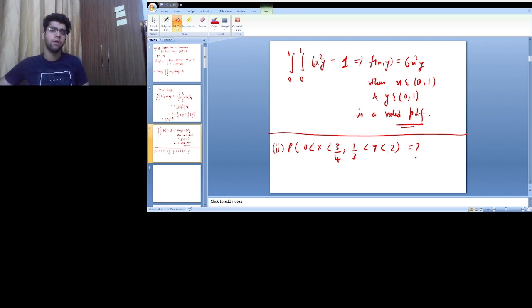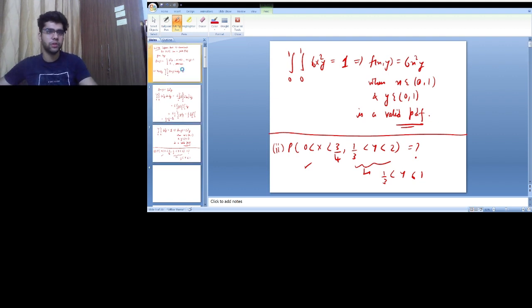But there's a problem. My PDF is defined only when my x lies between 0 and 1 and my y lies between 0 and 1, right? 3 by 4 is less than 1, so we can integrate the PDF from 0 to 3 by 4. So we are already clear with x. When I talk about y, it lies between 0 and 1, and 2 is greater than 1. Therefore, this limit will transform into 1 by 3 to 1, because I don't have any PDF for the value of y greater than 1.